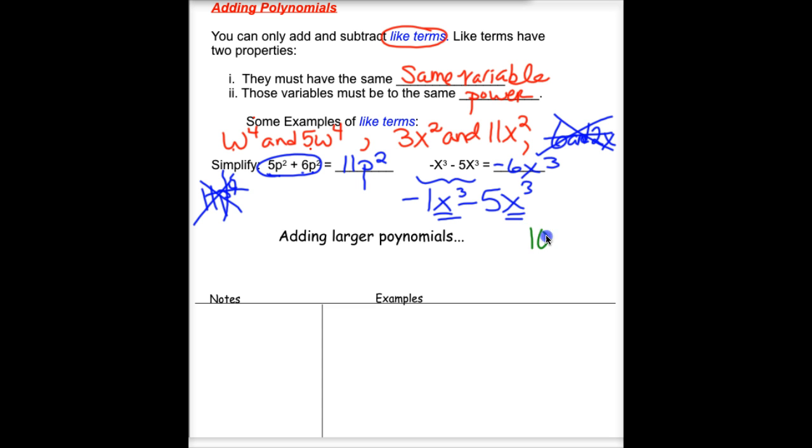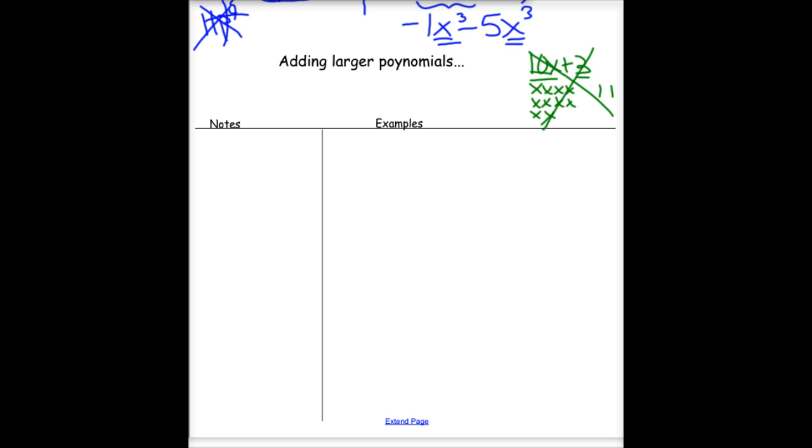Kids will get 10x plus 2 and they'll tell me that's 12x. No, it's not. It's 10 x's and 2 1s. It's not 12 x's. Watch me list it out. That'd be x, x, x, x, x, x, x, x, x, x. There's my 10 x's, and then I have those. You notice you're not looking at 12 x's. So they have to have both the same variable to the same power. When they do, we can add them up.